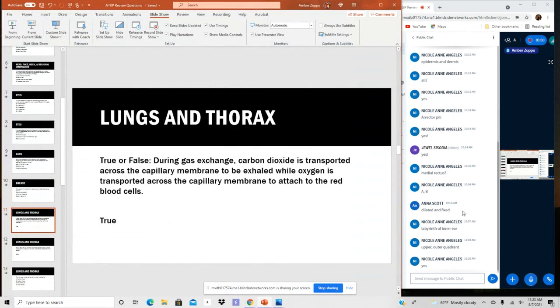True or false? During gas exchange, carbon dioxide is transported across the capillary membrane to be exhaled, while oxygen is transported across the capillary membrane to attach to the red blood cells. Is this true or false? What do you guys think? Carbon dioxide is exhaled while oxygen is inhaled. Is this true or false? True, right? We breathe off the carbon dioxide and breathe in the oxygen.